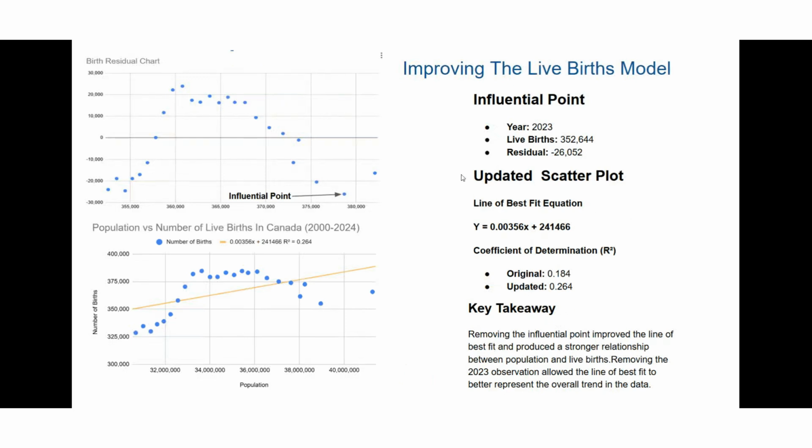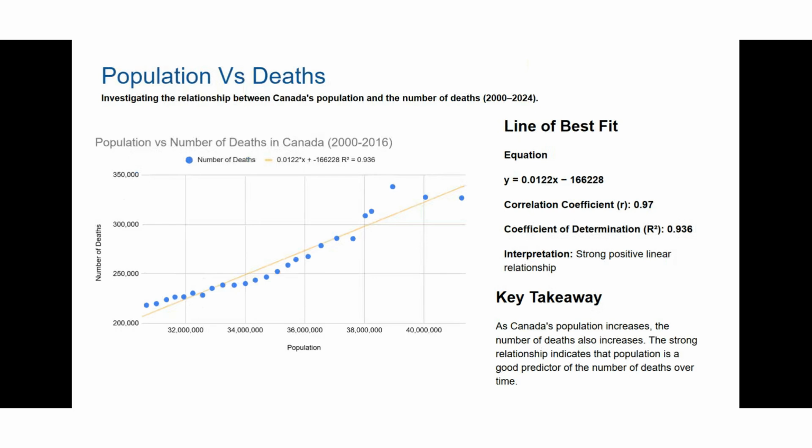So I forgot to mention something on the last slide. The z-score of this influential point was negative 0.63, which shows it wasn't that extreme of an outlier. I forgot to mention that, and I thought I should mention it. I've already gone over everything here.